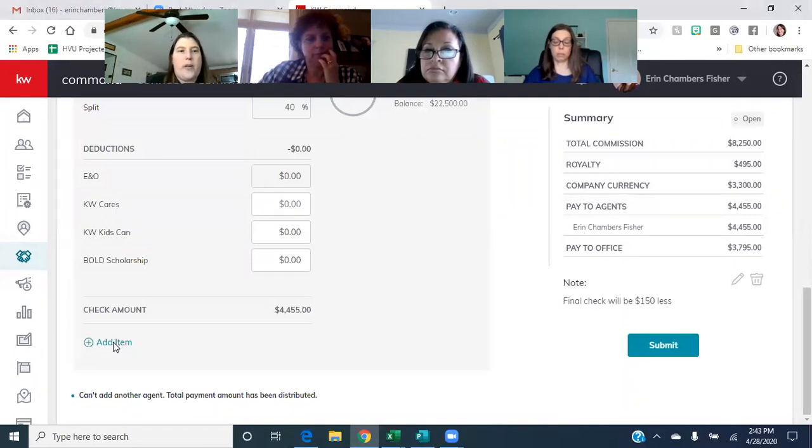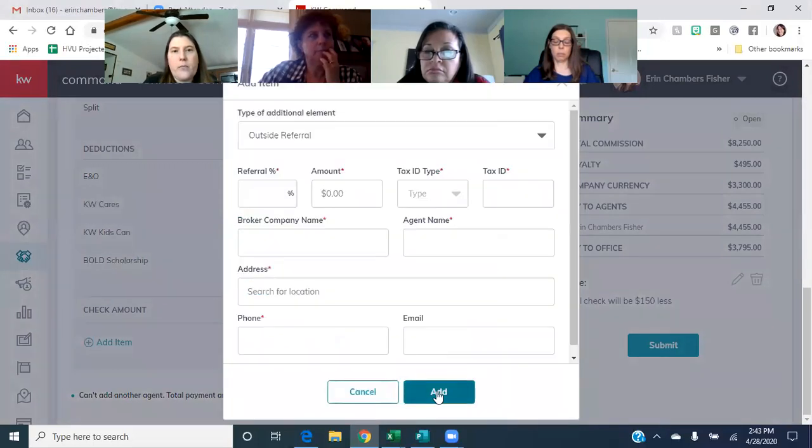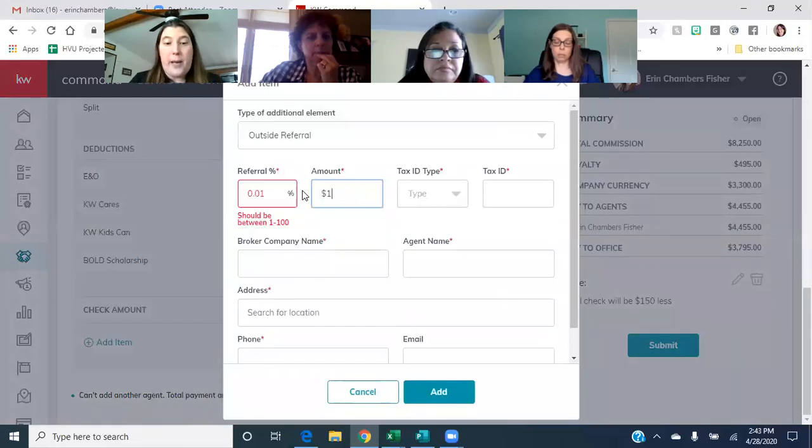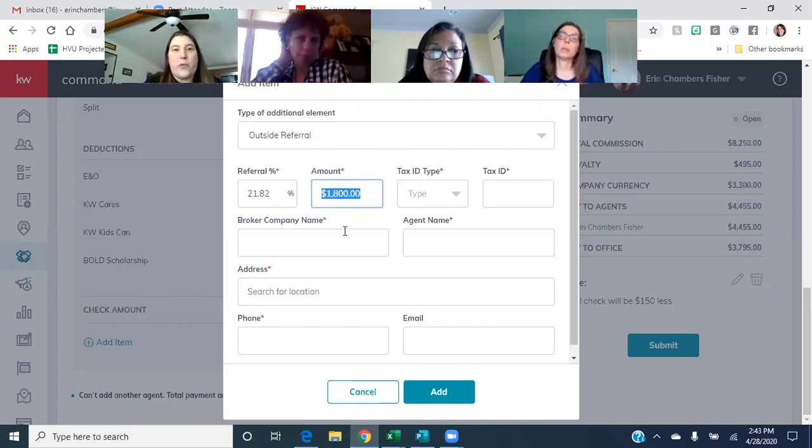So the best way to do that, when you go to add an item and you add an outside referral, is you can actually modify this amount. You may have to calculate it by hand, the 60-40, which is probably how you had to do it before anyway, and you would be able to change this figure and it would modify this referral percentage amount. You could manually change the amount.